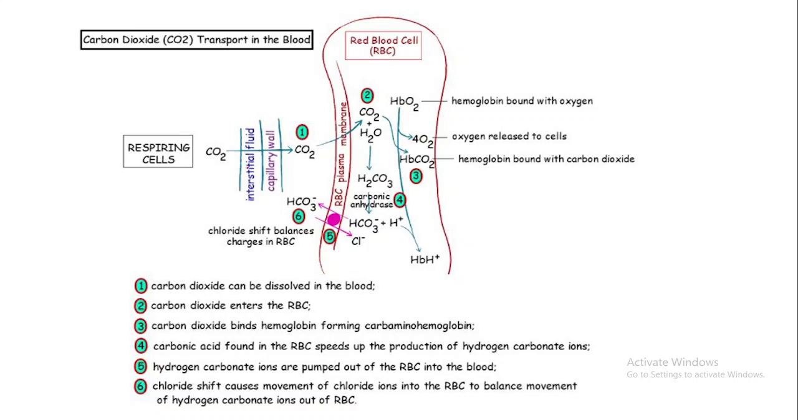Yeah, a respiring cell in carbonic form. How exactly? The other part of it, the third format. Okay, the first point is that carbon dioxide can be dissolved in the blood. Carbon dioxide enters the RBC.